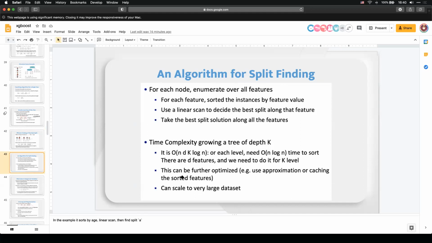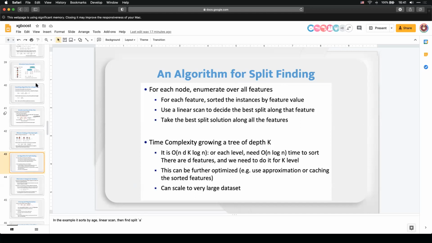All right, so I think this is just a summary of the split finding algorithm. For each node, enumerate over all features. For each feature, sort the instances by feature value, use a linear scan to decide the best split along that feature, and then take the best split solution along all the features.